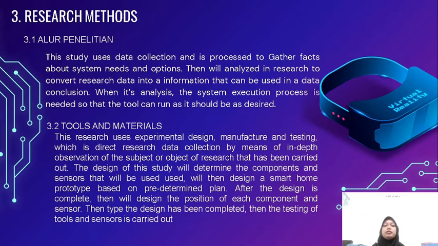Next, Chapter 3, Research Methods. In this subchapter, the study uses data collection and processes to gather facts about system needs and options. This will enable the research to convert research data into information that can be used in data consolidation. With this analysis, the system acquisition process is carried out so that the tools can run as desired.